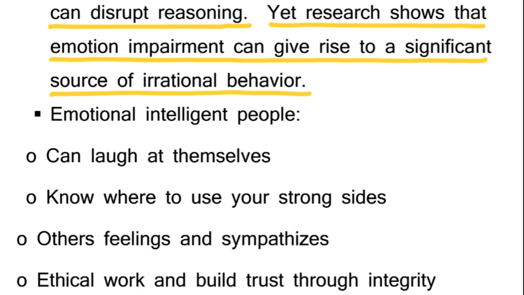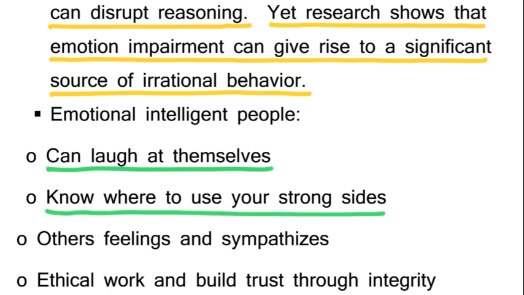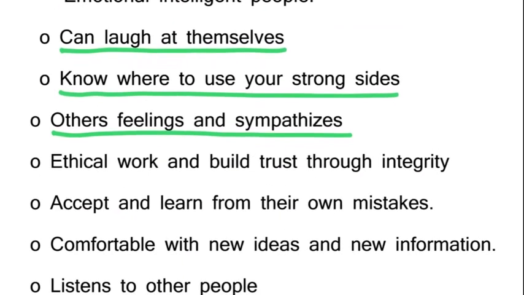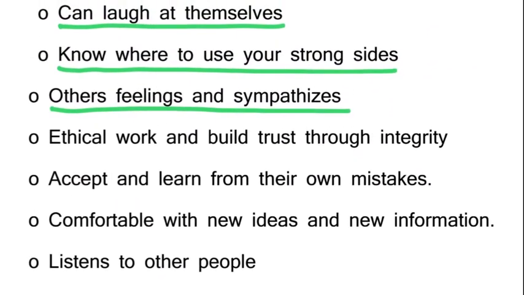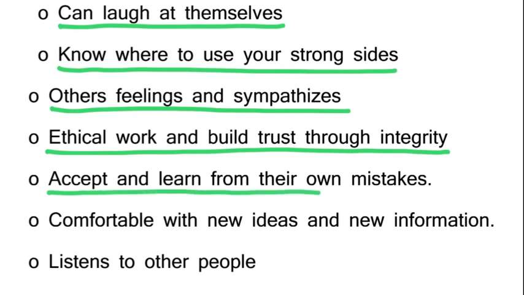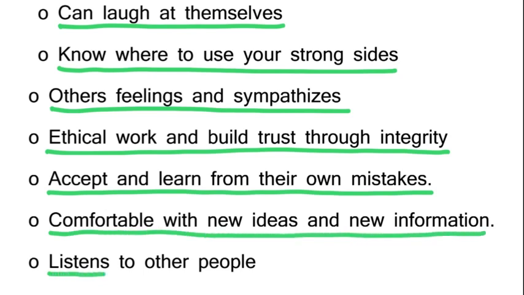People with emotional understanding know how to monitor emotional feelings. They also know how their emotions affect others. Emotionally intelligent people can laugh at themselves. They know where to use their strong sides and how to compensate for their weaknesses. He takes care of others' feelings and sympathizes with them. He does ethical work and builds trust through integrity and credibility. He accepts and learns from his own mistakes. He is comfortable with new ideas and new information. He listens to other people and knows how to communicate effectively.